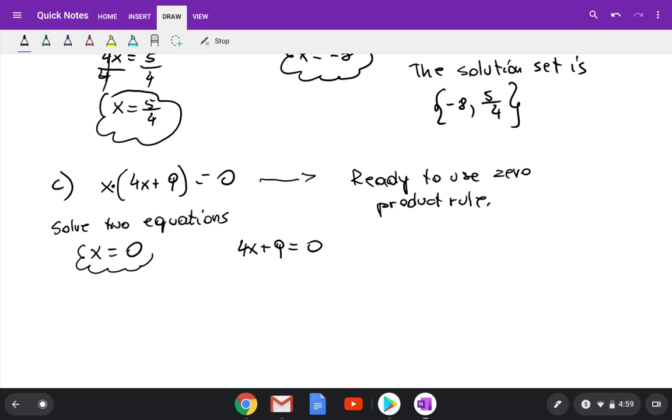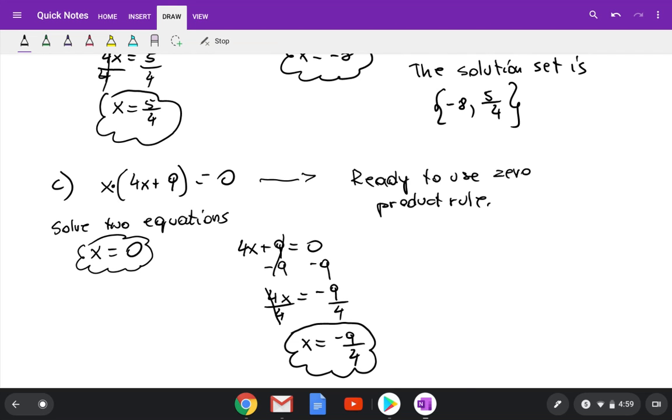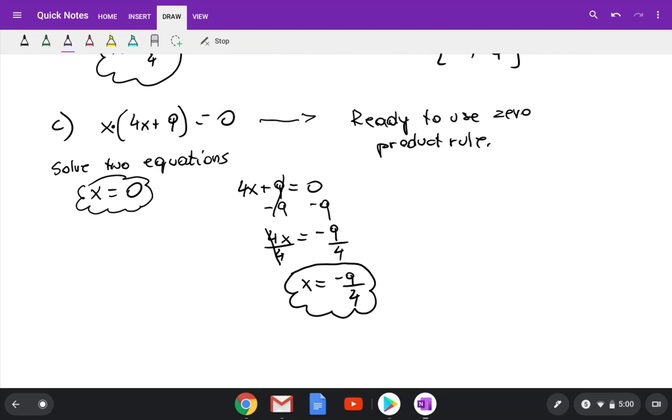So here we already have a solution. For the second equation, just solve for x, subtract 9. We're getting 4x equal to negative 9, and divide each side by 4. So we're getting x equal to negative 9 over 4. Two solutions. Let's write down the answer.